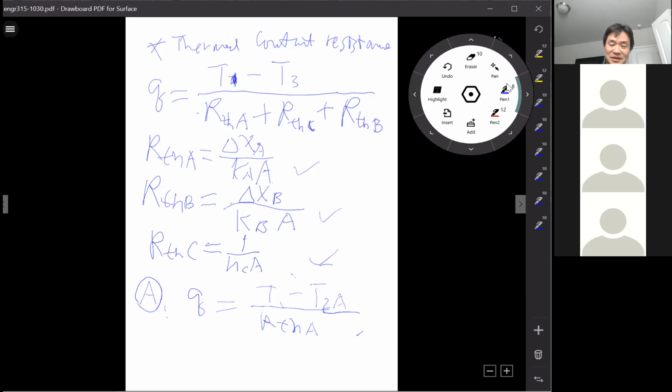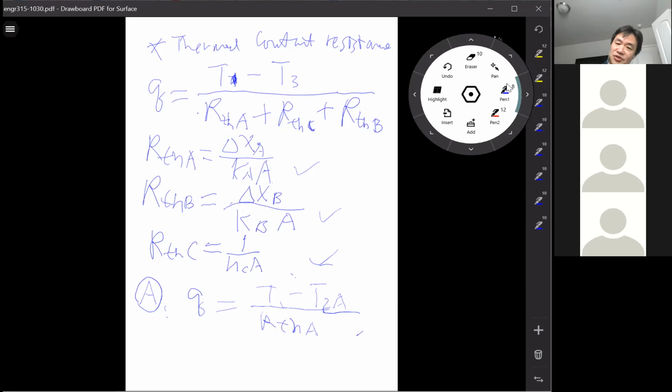Look at this equation. How many unknowns are there? We have T2A there, right? Okay, we know T1, we know the resistance of material A. So going through material A, you should be able to find the ending temperature T2A because you have the same Q as the entire heat transfer when you calculate from 1 to 3, from the beginning to the end.